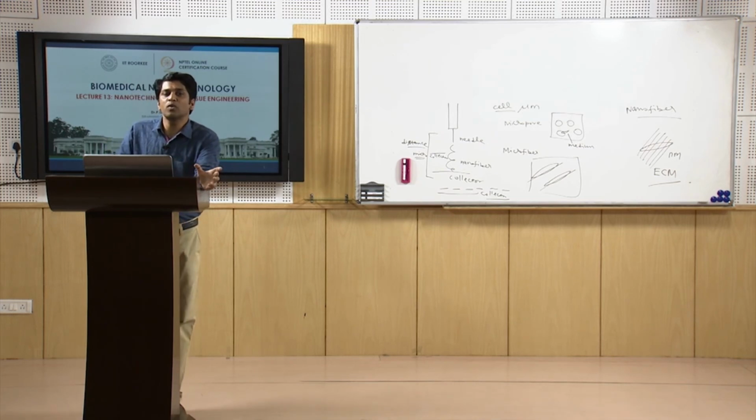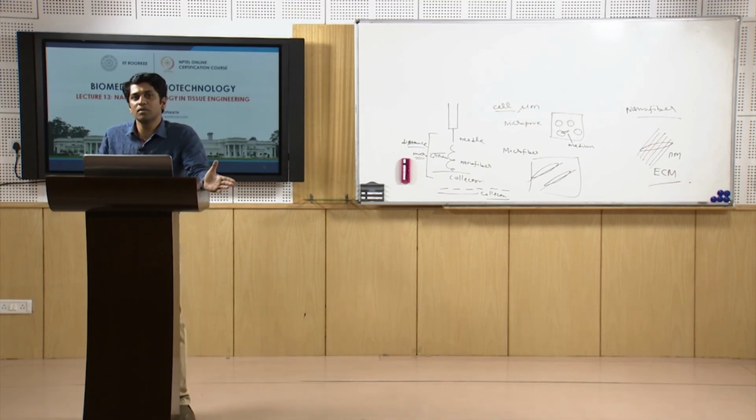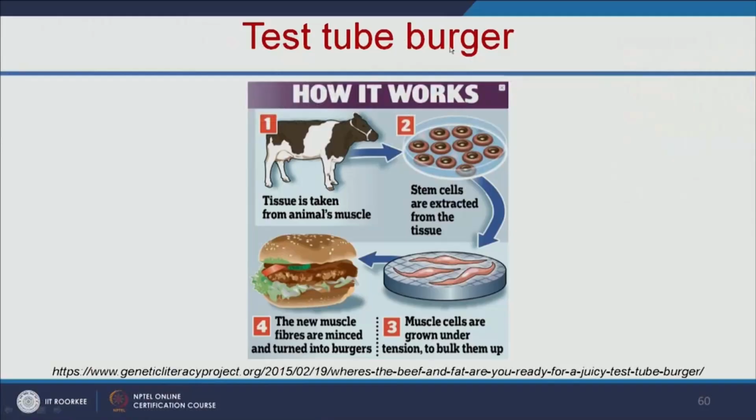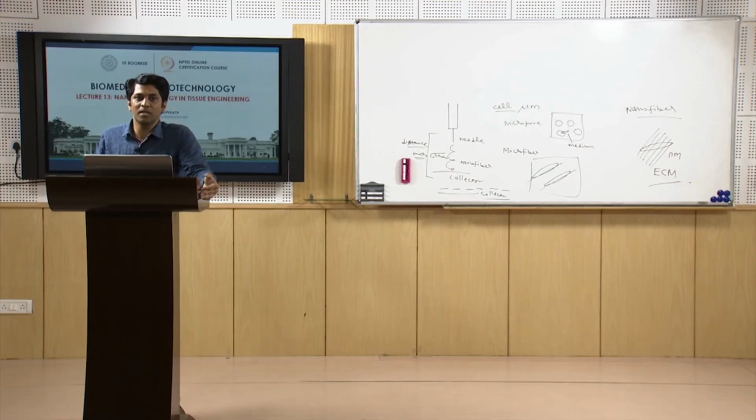So tissue engineering is not only useful for making artificial tissues to replace damaged tissues or damaged organs, it could also be useful for making edible tissues, that is, a test tube based burger. Here you can see the example: the tissues are taken from the animal muscle and the stem cells are extracted from the tissue, and the muscle cells are grown under tension to bulk them up, and the new muscle fibers are minced and turned into burgers. So this will avoid the slaughterhouse and the killing of a lot of animals. So we can have a test tube grown burger.